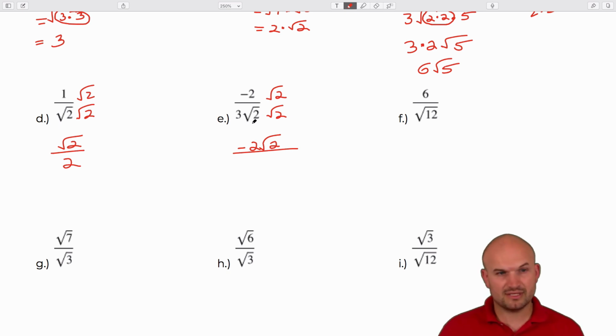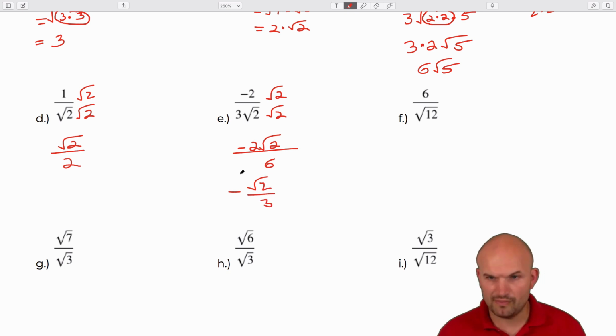And then here we have 3 times 4 square root of 3. Remember that 4 becomes 2. Let's do that. So that would give you 3 times 2 is 6, and then 4 square root of 3. Notice how we can simplify our solution here. So this becomes a negative square root of 2 over 3.